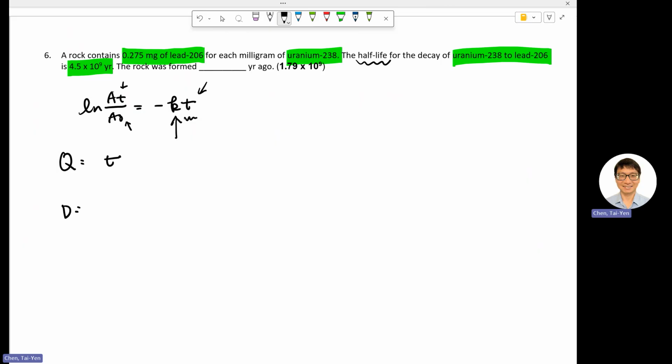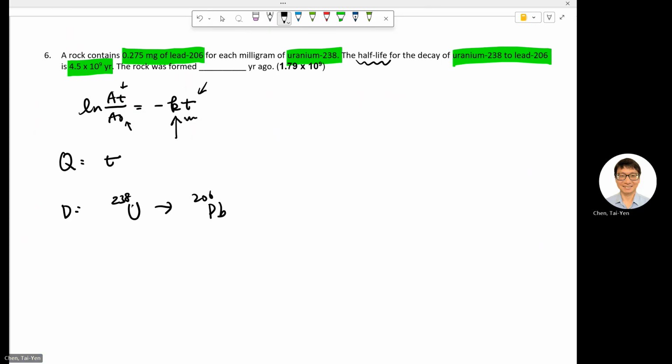The data says the decay is always going from U238 becoming PB206, right? So which one is your A? Is it U or PB? We say this AT over A0, right? In the equation, the AT over A0, here you have two substances. One is U, one is PB, right? Which one is your A? U. Make sure it's the undecayed one that is your A.